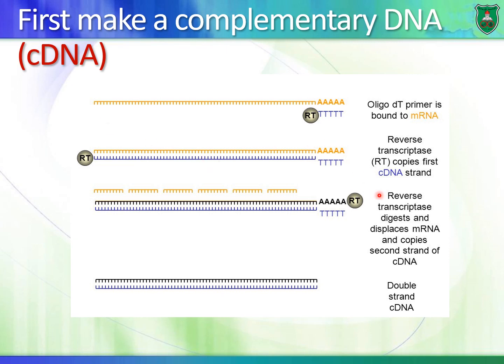Then the reverse transcriptase as well degrades the messenger RNA, and it synthesizes the second strand, so it goes backward again. Now we have double-stranded DNA. Now notice something that is really important here. The ratio between messenger RNA and its cDNA is 1:1. In other words, if there are 10 copies of messenger RNA in a cell, you make 10 copies of cDNA in the test tube, okay? If there are 100 copies of messenger RNA, you have 100 copies of complementary DNA. If you have 1,000, you have 1,000 as well. So the ratio is 1:1.